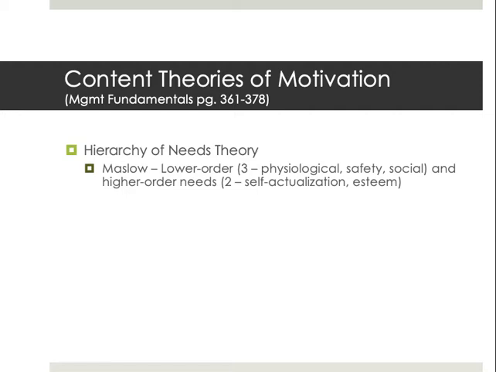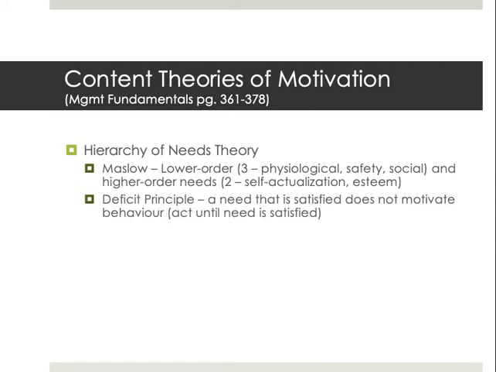Just as a review, Maslow looked at the content theory as lower order needs and higher order needs. The lower order needs being physiological, safety, and social, and the higher order needs being self-actualization and esteem. He talked about a pyramid of needs going from the bottom all the way to the top. This pyramid of needs runs under two principles, right? The first is the deficit principle, and the next is the progression principle.